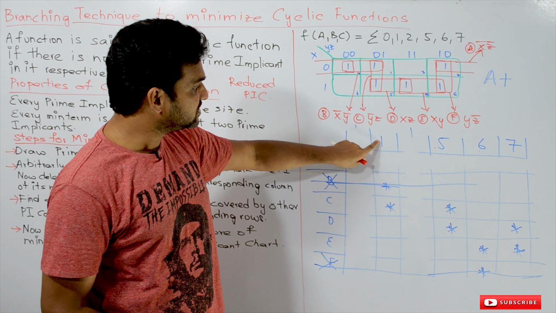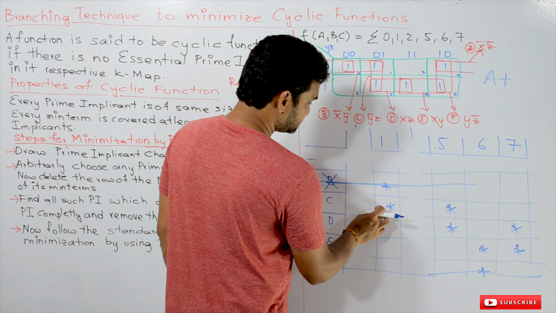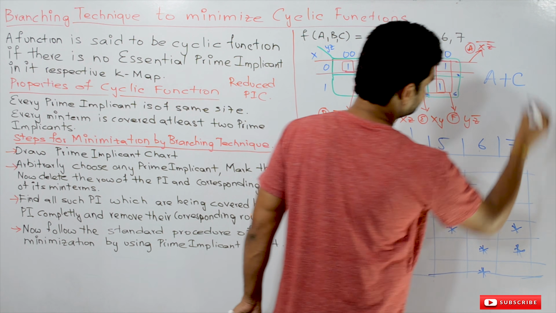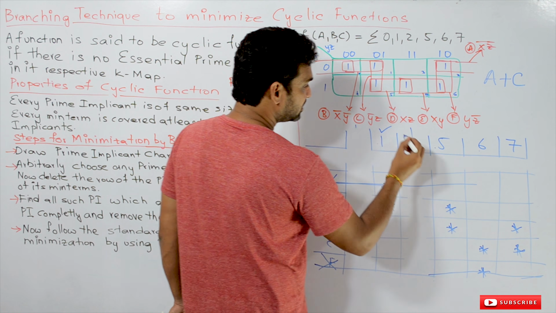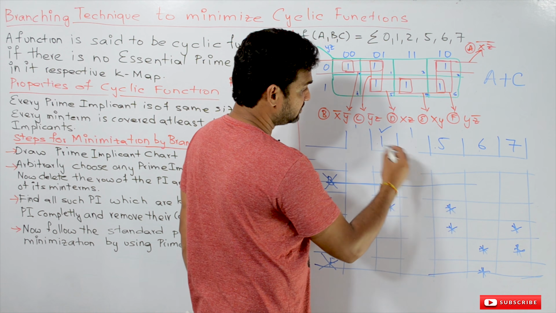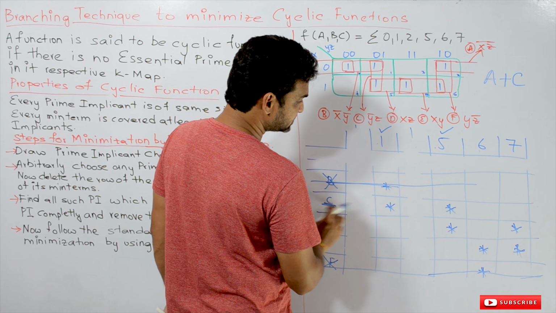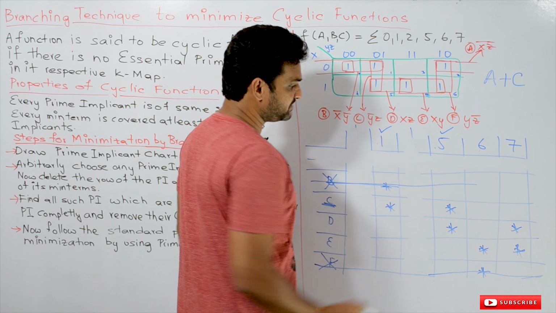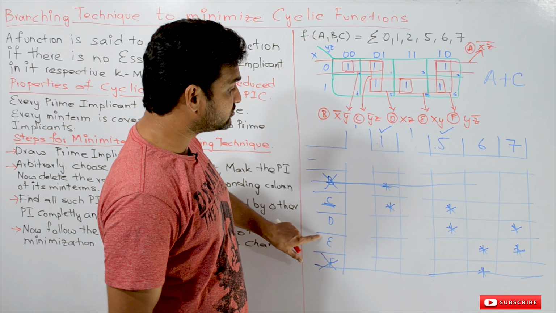So this one is having only 1 star, so this term should be there in the final solution. So C should be there, and C is the essential prime implicant. We have to mark the minterms which are covered by it. This C is covering 1 and 5, so we have to mark them. Now 1 and 5 have already been covered. So we have to check for the other ones also.